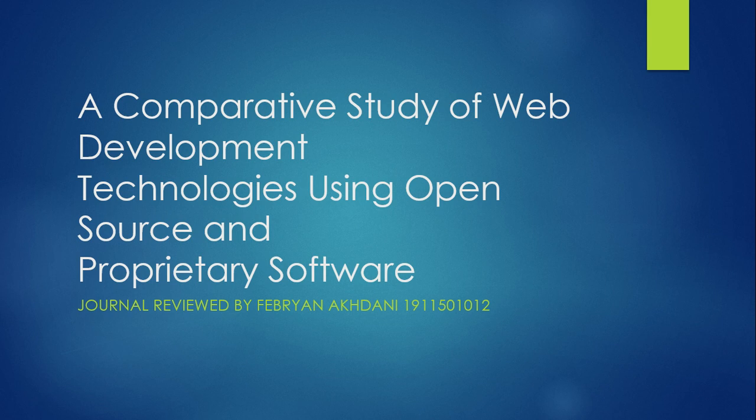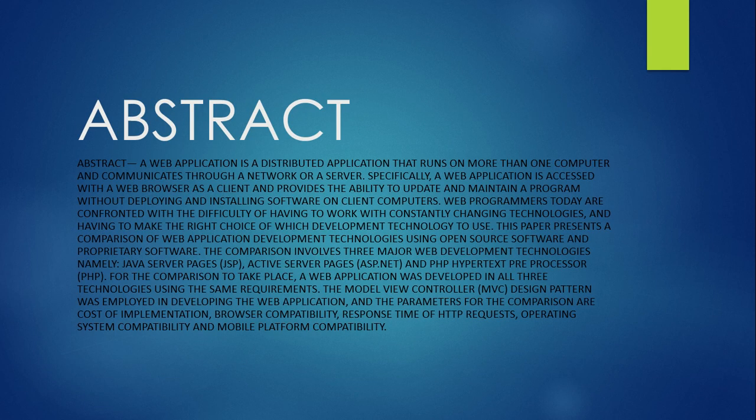My name is Febryan Akhdani, and my student ID number is 19115010012. Before I explain my journal review, the title is "A Comparative Study of Web Development Technologies Using Open Source and Proprietary Software." So the journal I reviewed is under the title "A Comparative Study of Web Development Technologies Using Open Source and Proprietary Software." The abstract.